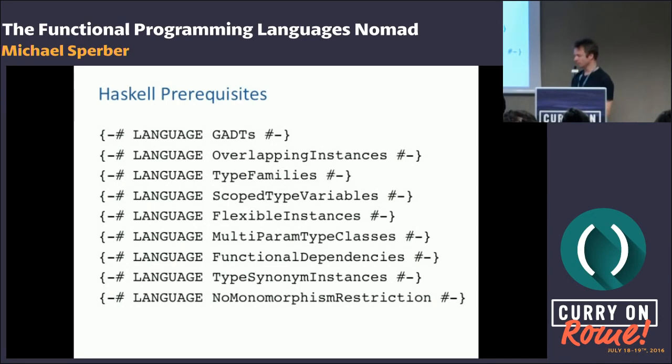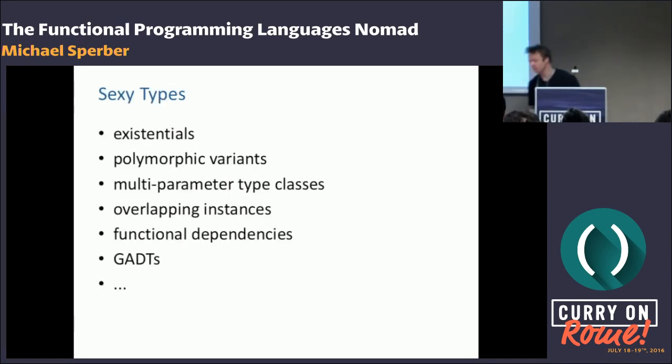So there's this problem. If you have these fancy type systems available to you, with existentials and polymorphic variants and GADTs and whatnot, you want to use them to model your domain as precisely as possible, right? You want to take good advantage of the tools that you have at hand.